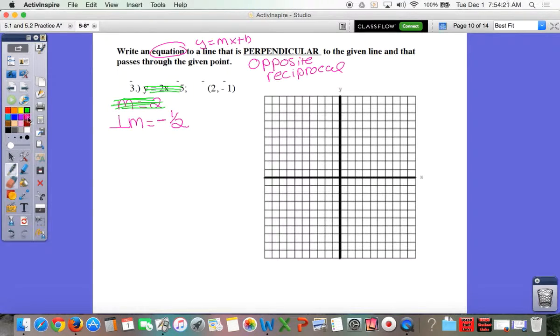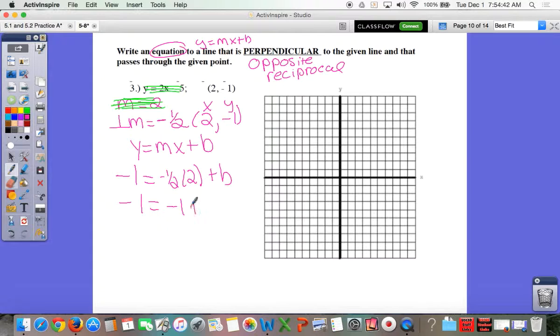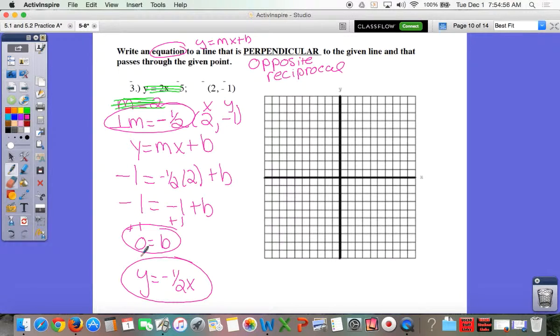So I have my slope of negative 1/2 going through 2 comma negative 1. So again, y equals mx plus b. So you have x, y, and an m. We need to solve for b. Negative 1 equals m, which is negative 1/2, x, which is 2, plus b. So you get negative 1 equals negative 1 plus b. Add 1, 0 equals b. For a final equation using your slope, your y-intercept, you get y equals negative 1/2 x. Instead of writing plus 0, just leave it as is. And again, you can check it by graphing.